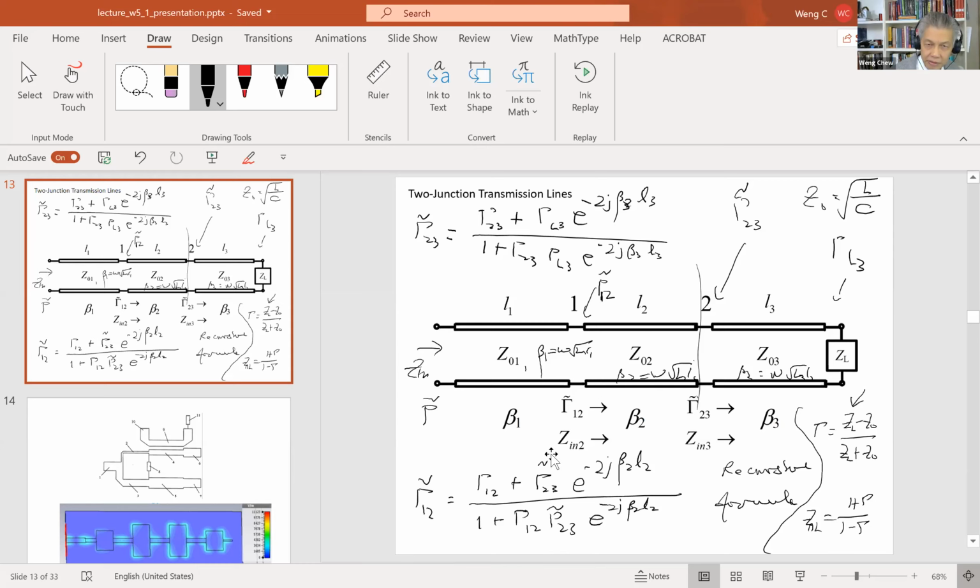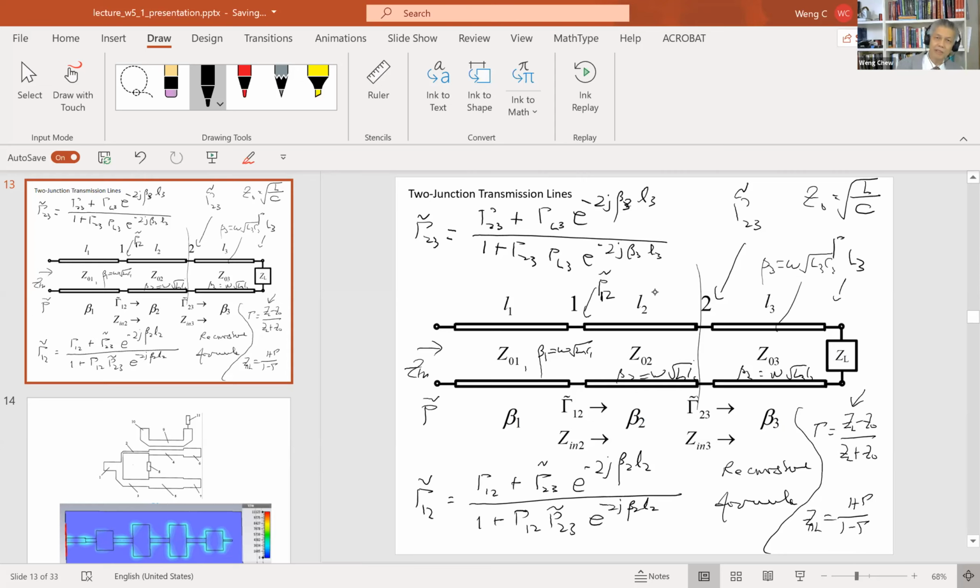Remember that in order to calculate gamma 2,3, you need to calculate gamma L3. Gamma L3 is the reflection coefficient at this end. Gamma 2,3 is the local reflection coefficient at this end. Local means assuming that these two lines are infinitely long, and you will have a reflection coefficient. Beta 3 is a wave number that depends on omega square root of L3 C3.